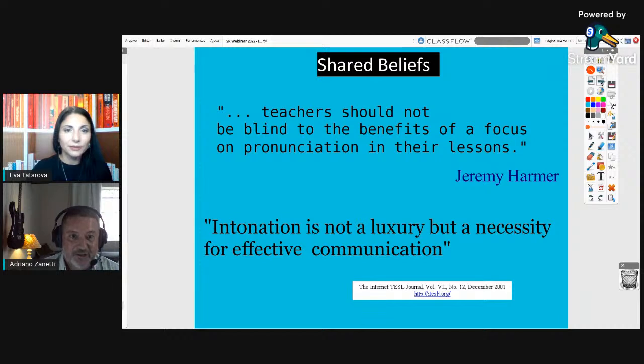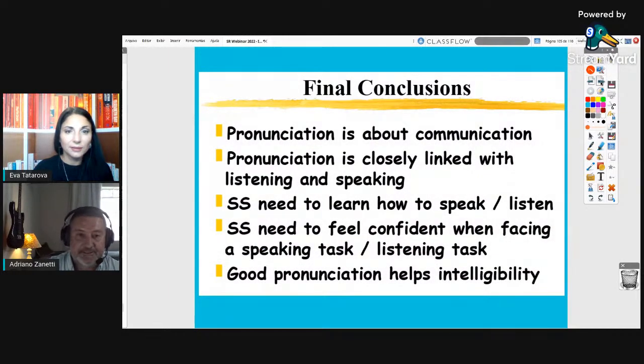I would like to finish off with some shared beliefs. We as teachers should not be blind to the benefits of a focus on pronunciation in our lessons. And I couldn't agree more with him. And I would go further that intonation is not a luxury, but a necessity for effective communication. And the final conclusion is pronunciation is about communication. And that being so, it is closely connected with listening and speaking. There is no way we can detach our speaking, our listening from pronunciation.